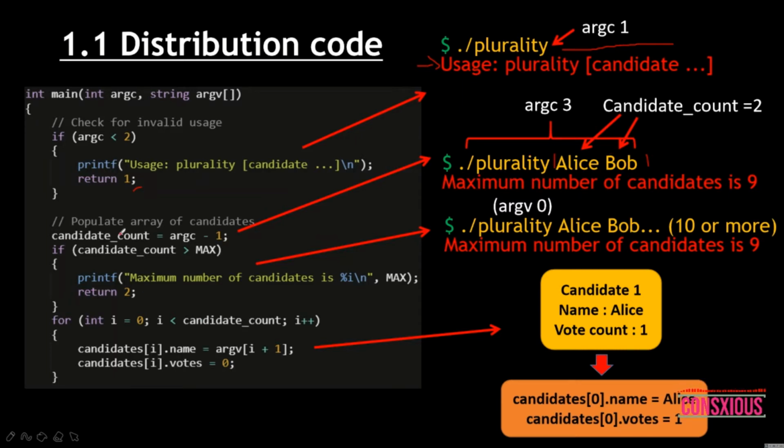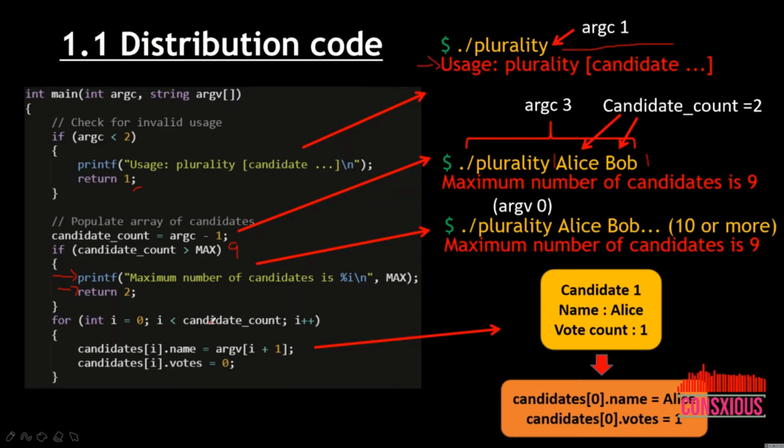So this if statement means candidate count more than 9. It means max is 9. So you print these statements and return 2. What it means here is if we key in something after ./priority and the candidates are 10 or more, you print this statement here. It will say we are unable to process because the candidates are more than 9. So this is like an error here.